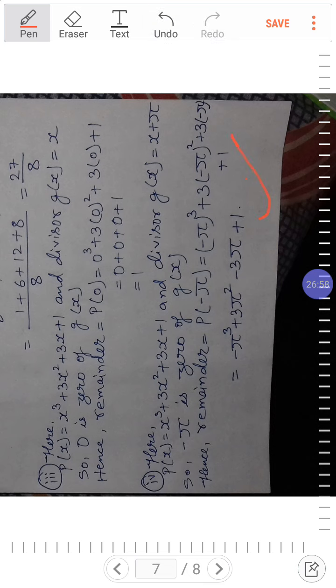So this becomes the answer. The answer becomes minus pi cube plus 3 pi square minus 3 pi plus 1. This is the remainder when px is divided by gx, that is x plus pi.